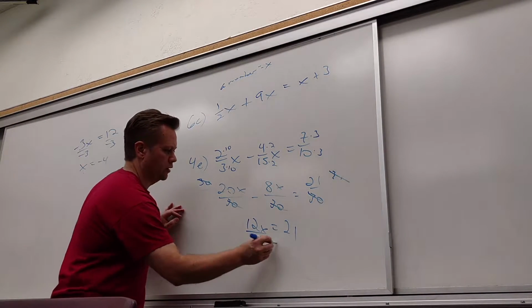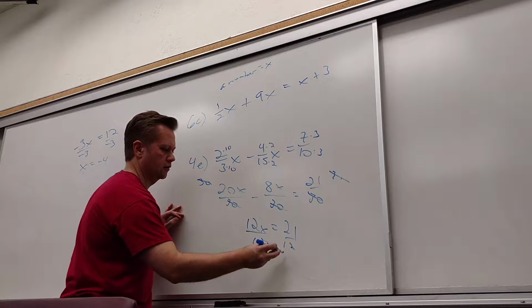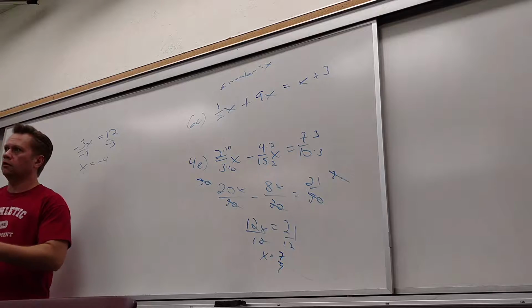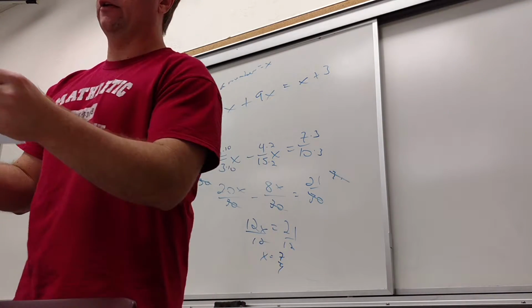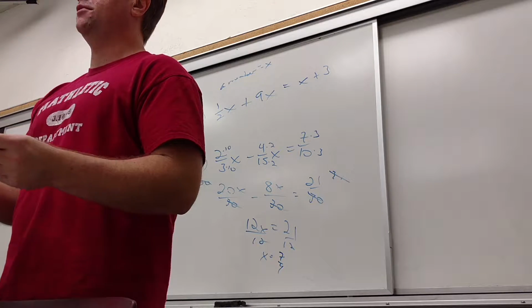So you divide by 12. How do you reduce this? Divide by 3. Yeah. 7/4. Graph and give interval notation for the inequalities. Yeah. Otherwise, it doesn't make sense.